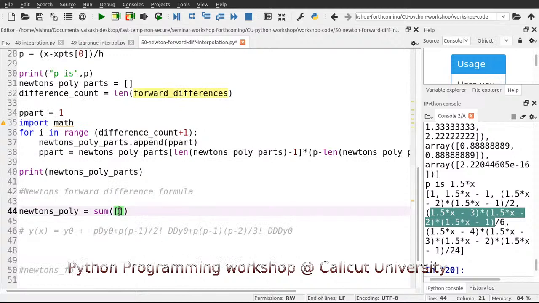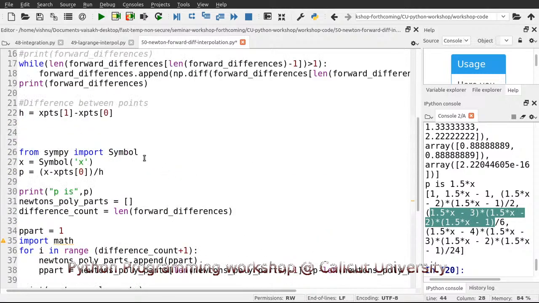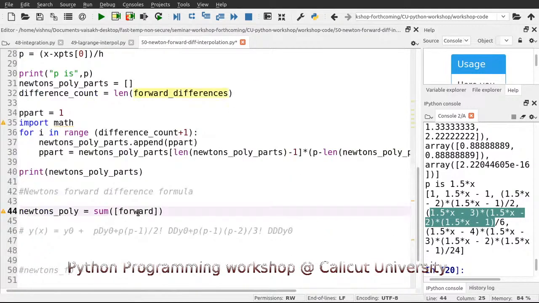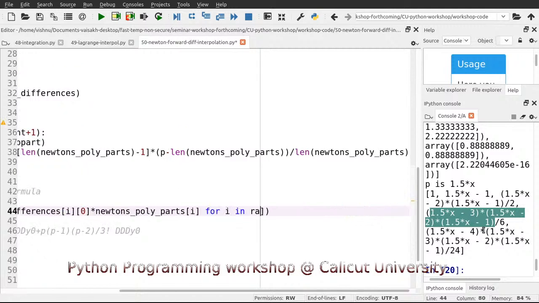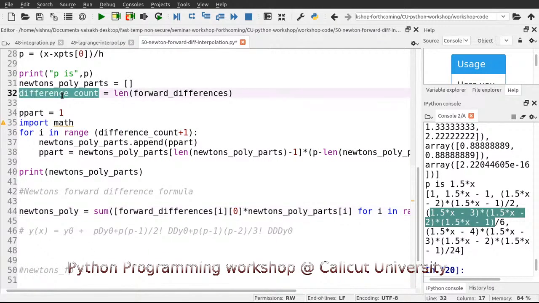Now, sum of forward differences. So, shall we keep i, 0? So 1, 0, 2, 0, 3, 0 like that. Multiply with what? Newton's poly parts i, for i in range. So how many? Length of forward differences is fine. Differences count. Differences count is enough.